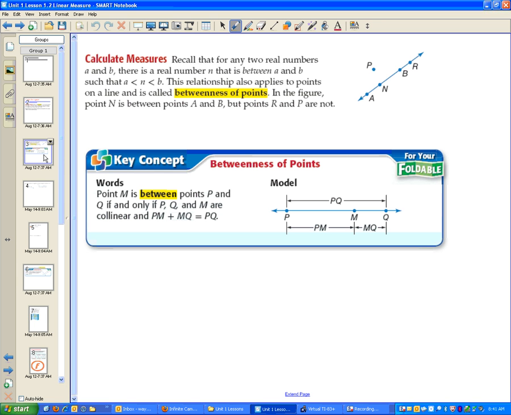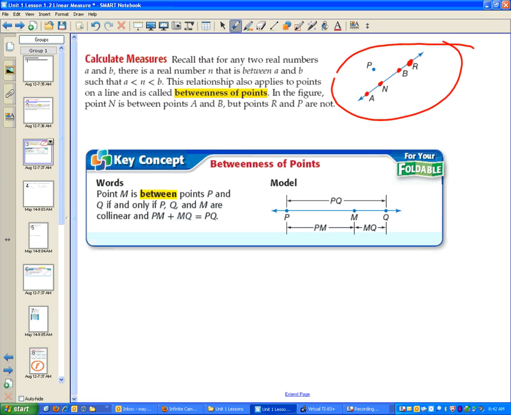Okay? So, look at this figure up here. There's A and B. N is between A and B because N is collinear with A and B. B is between N and R because B is collinear with N and R. N and B are both between A and R. And look at point P up there. P is not between A and R because it's not collinear with A and R.